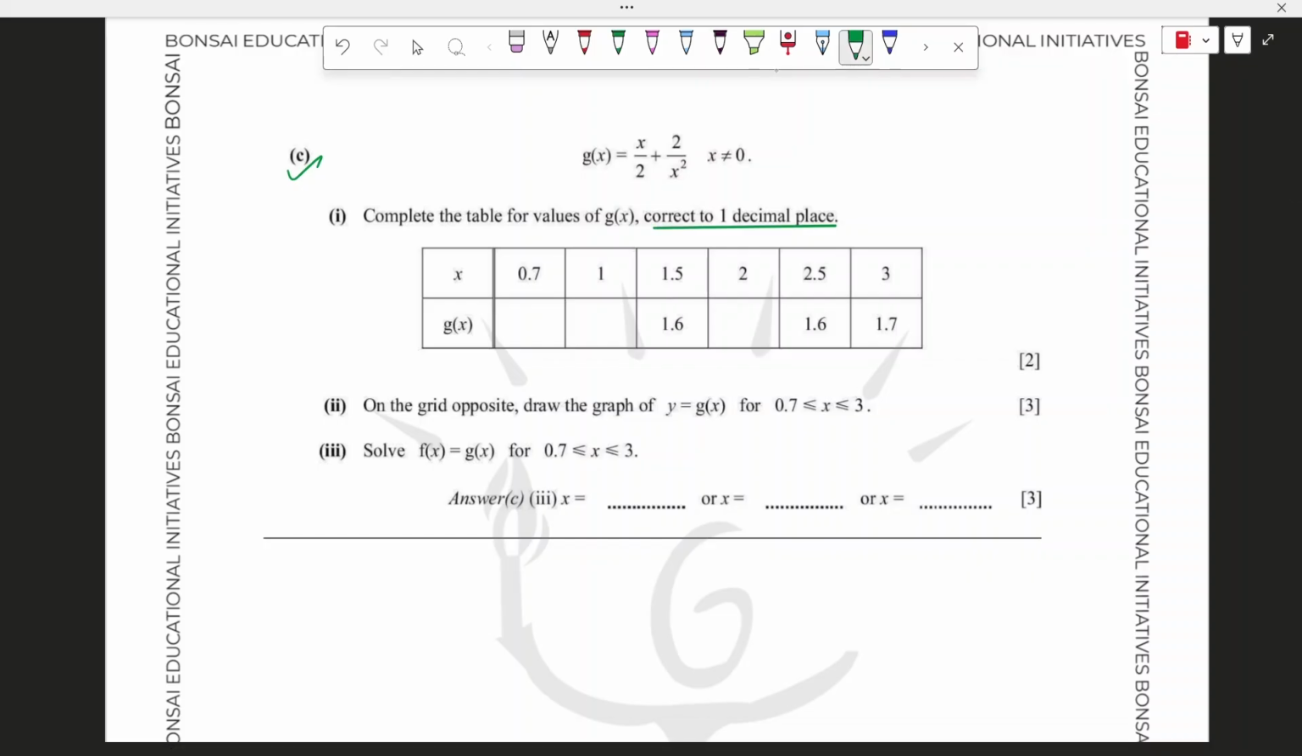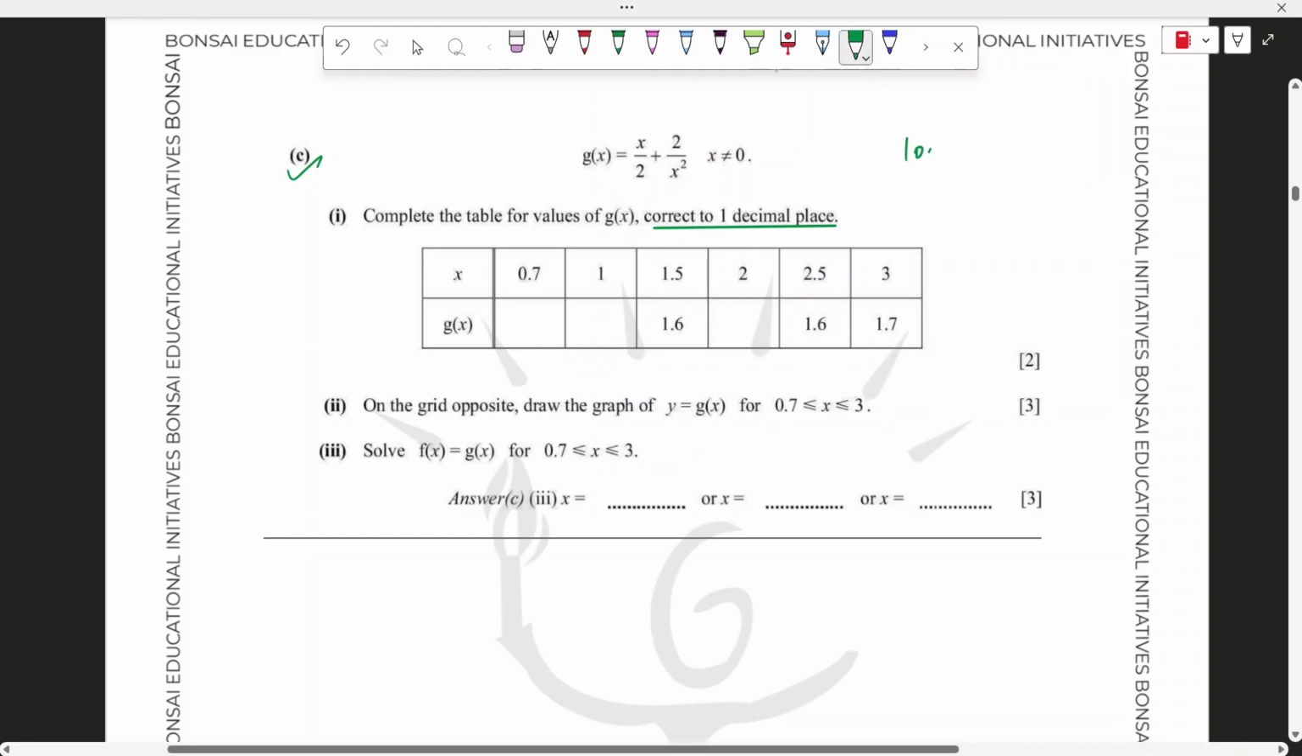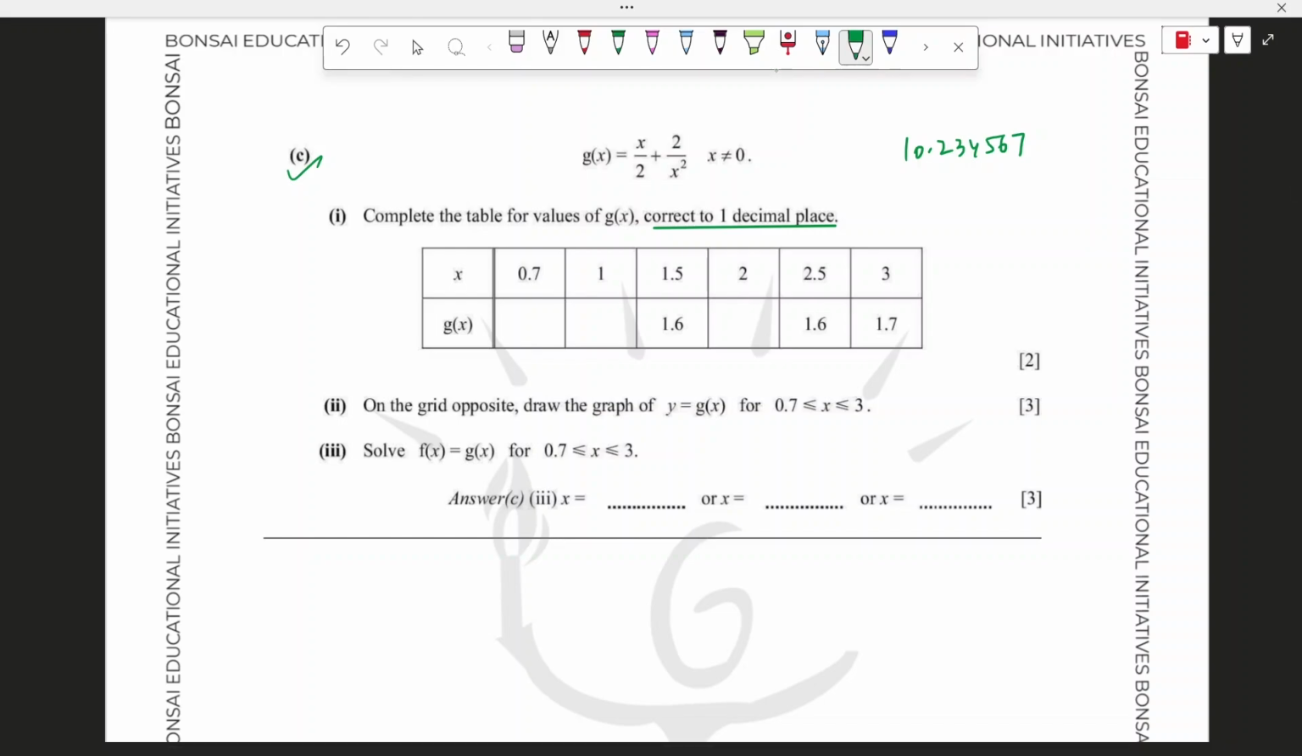Corrected to one decimal place means if your answer is like 2.34567 on the screen of the calculator, then you have to give your answer only to one decimal place, and this digit would be rounded off. Okay, sometimes it can be rounded up, sometimes it can be rounded down. It depends on the value of this number. If this number lies between 0 to 4, then it is rounded down, and if it is 5 to 9, then it is rounded up. Okay, fair enough. So let us remove this. I know you are very well aware of it.